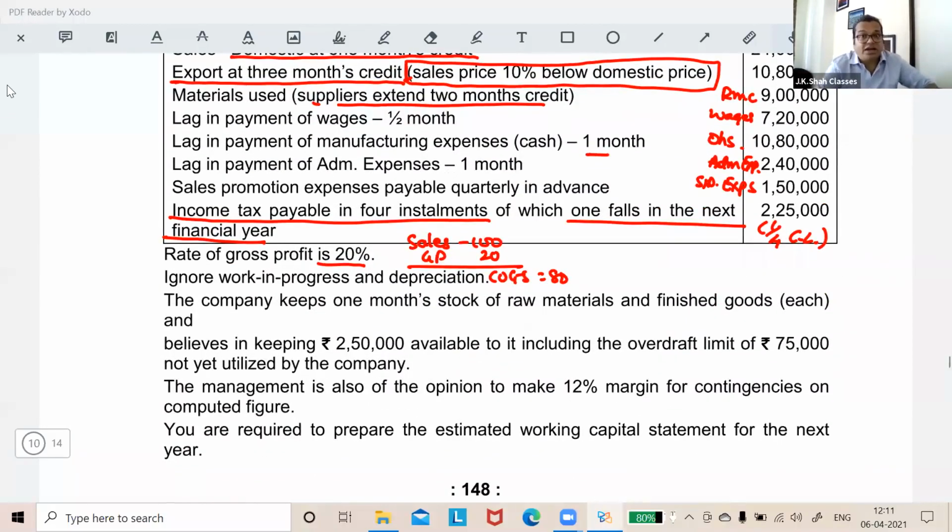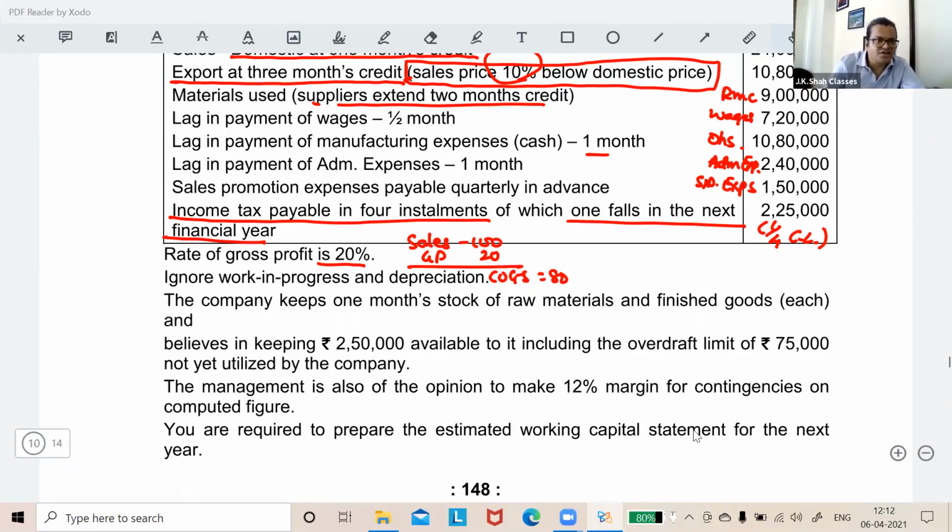Remember that in the export market, we are going to reduce the selling price by 10%. My question was very clear: after you reduce the selling price, what will get affected? Gross profit or cost of goods sold? Gross profit will get affected, right? Manufacturing cost doesn't change. Okay, fine. Let's proceed ahead.